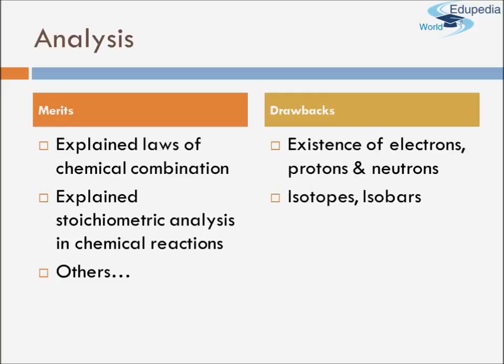Another drawback was he could not account for isotopes and isobars. We will not get into details of this until you have studied what is an isotope and what is an isobar. Once you have studied them, you will see how they nullify Dalton's atomic theory. Basically, isotopes and isobars go against the principle when he said that atoms of the same element are always identical and atoms of different elements are always different. In isotopes, isobars and isotones, we'll see that that is not actually true.